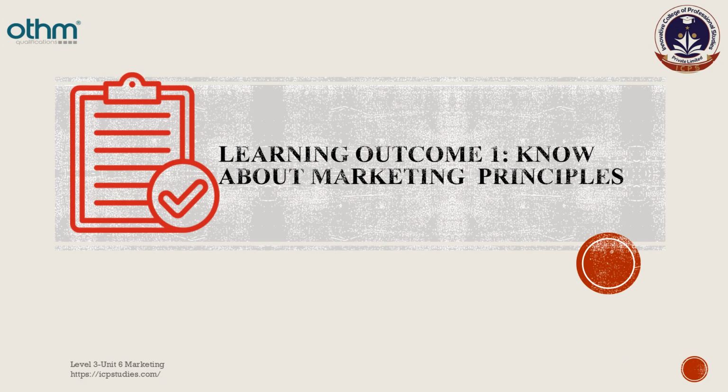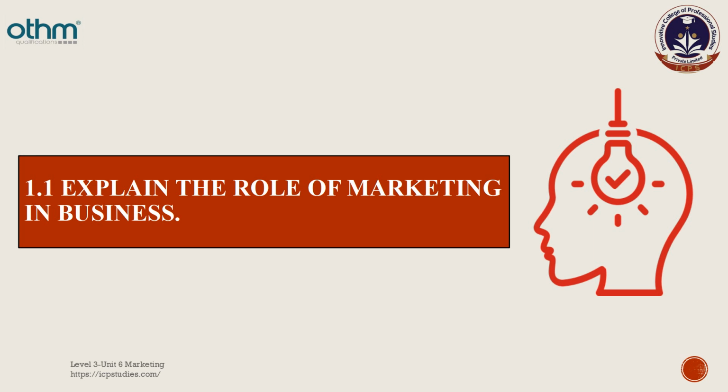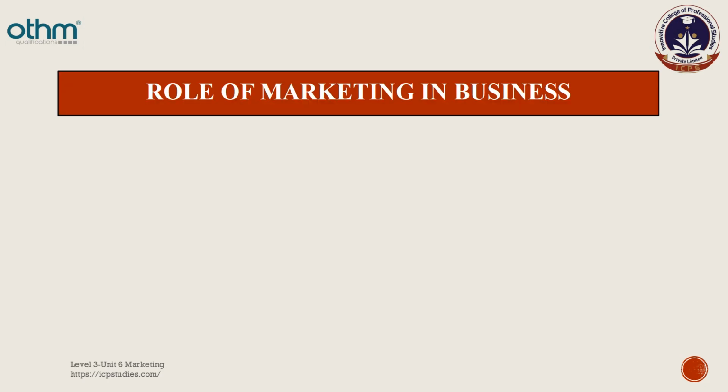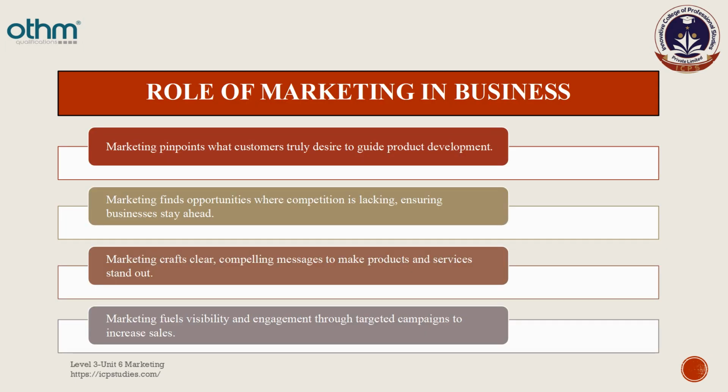The first learning outcome of this unit is to know about the basic marketing principles. And the first assessment criteria to understand this learning outcome is to explain the role of marketing in business. So in this slide, I will try to explain the different roles of marketing in the business. We have different roles of marketing in the businesses.